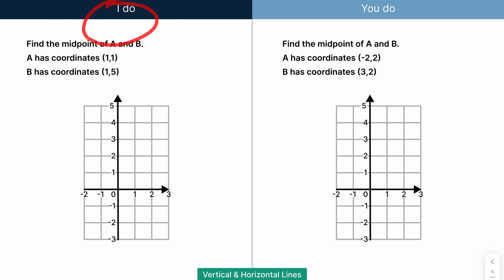The way my videos work, I'm going to do the example on the left, which is I do. You are then going to press pause, and I've got the example on the right, which is you do. And at the bottom, you can see the type of example it is.